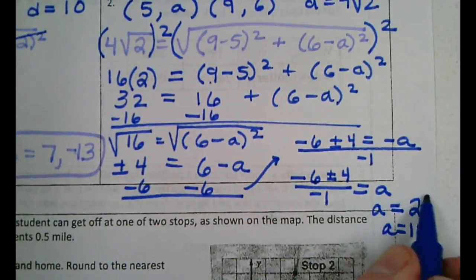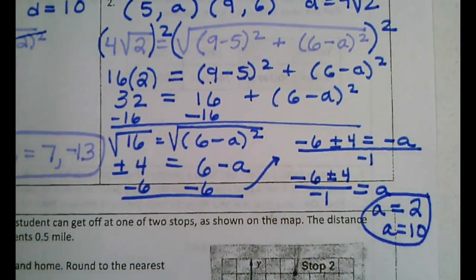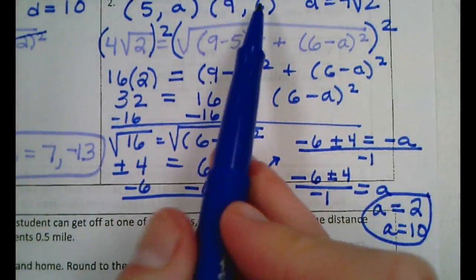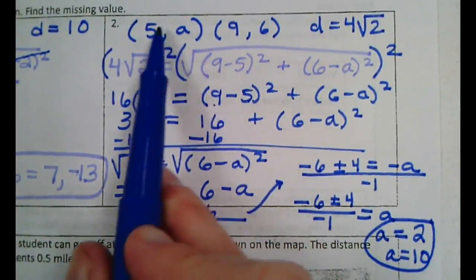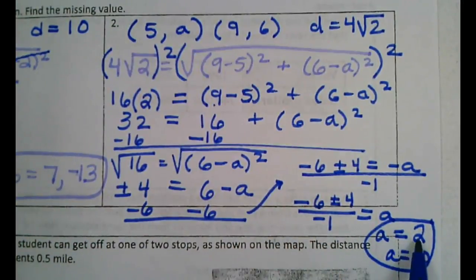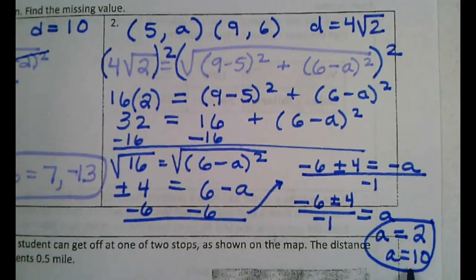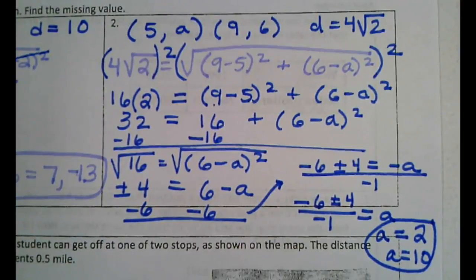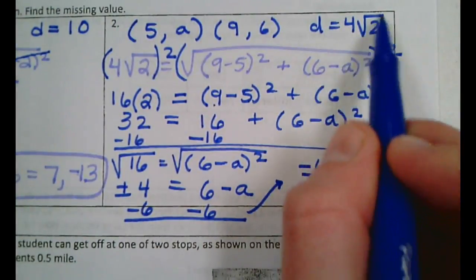The reason, once again, that we have two solutions is because this ordered pair, 5, a, could be at 5, 2 or at 5, 10. Two different positions, and I've got a video in Canvas that you can watch if you need to see how those two positions are both the same distance of 4 square roots of 2.